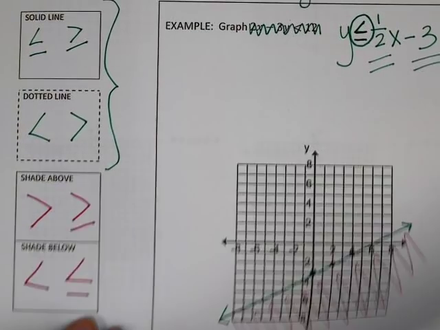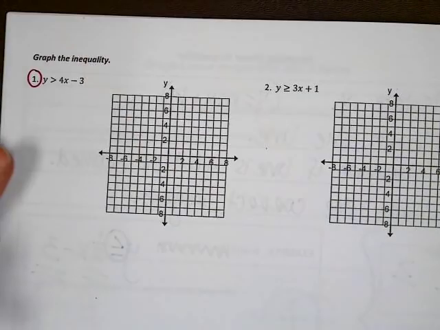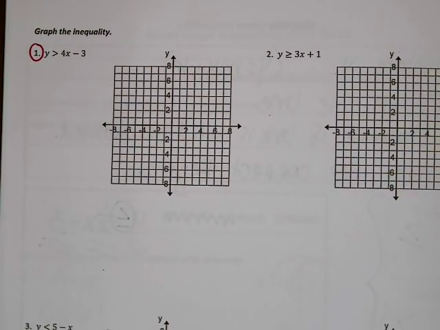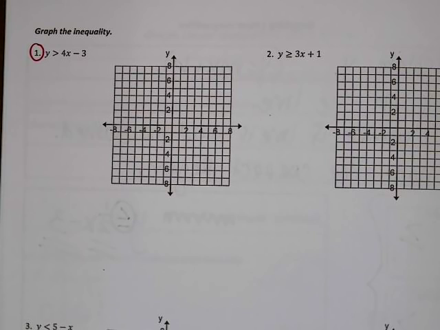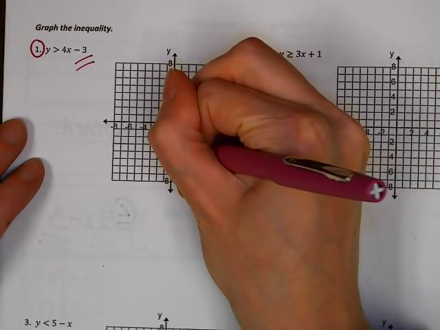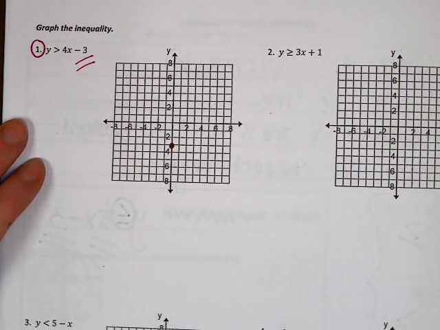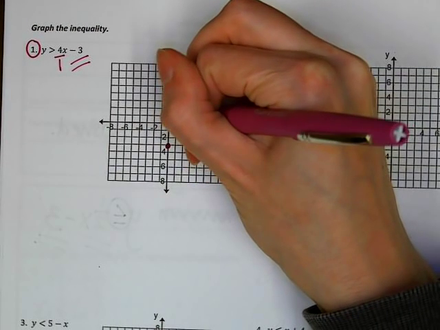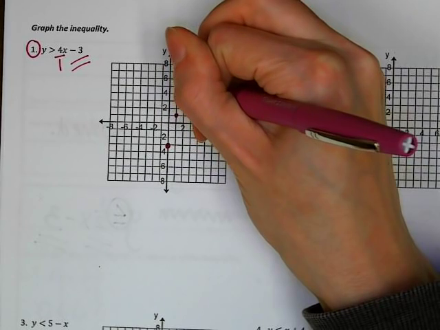All right, let's try one more on the back. What about number 1? So first of all, y equals mx plus b, it's already set. So we're going to start by graphing this line. Start at the y-intercept at -3. And then the slope is up 4 over 1. So up 4 over 1, up 4 over 1.